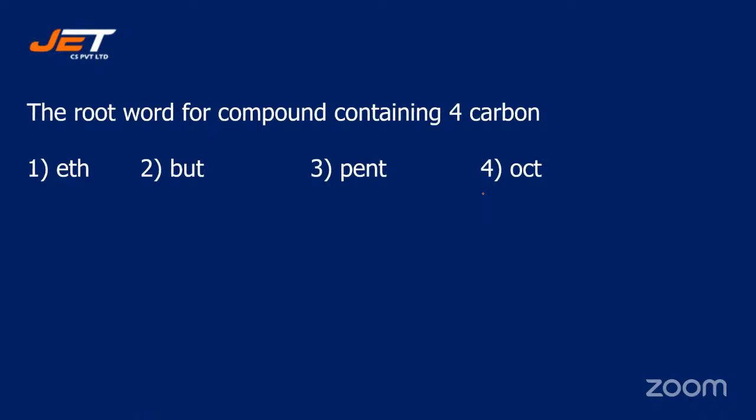Next question. The root word for compound containing four carbon, and your options are number one, eth, option number two, but or bute, whatever you say, option number three, pent, or option number four, oct.